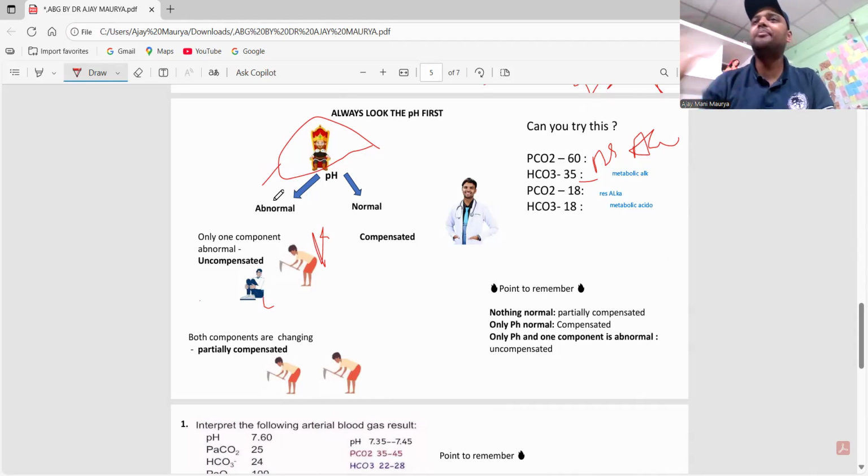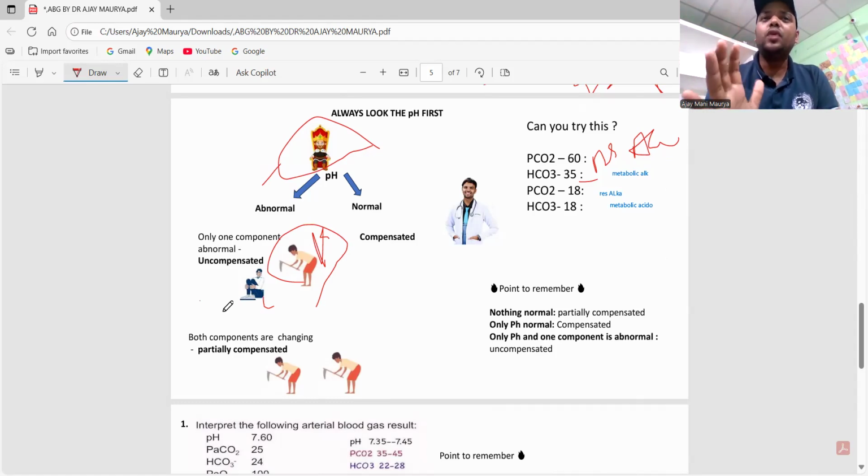Then it is called uncompensated. Compensated means the pH will be normal, but here the pH is abnormal, and only one guy is working here while the other is simply sitting, with no effect. So it is called uncompensated. If the pH is abnormal, and only the kidney or the lung is working hard to push the pH back to normal while the other is not working, it is called uncompensated.